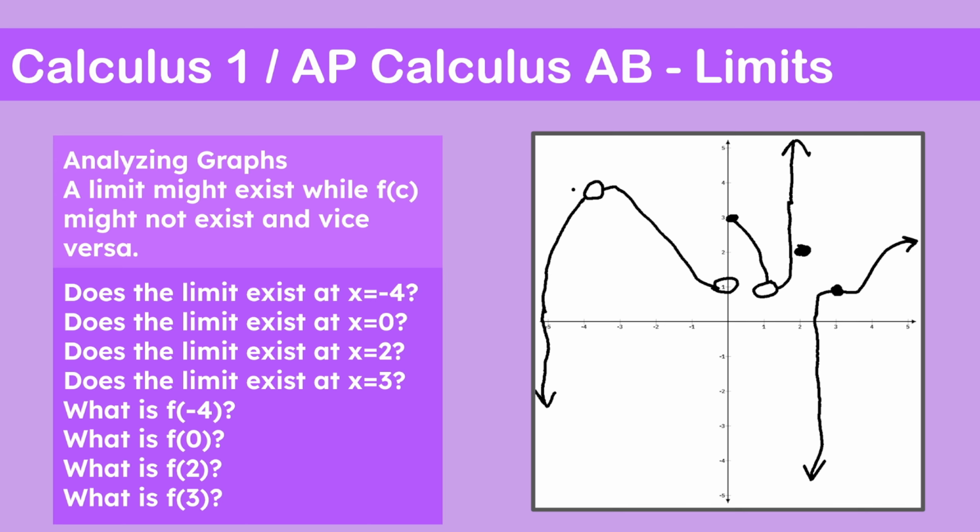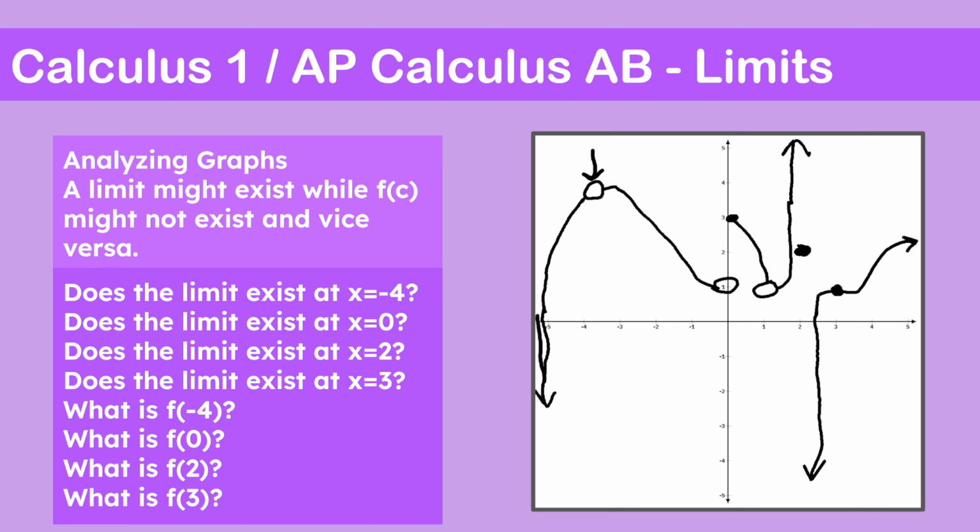So the limit might exist but the function doesn't exist there, or the function exists there but the limit doesn't exist there. So let's begin. This first question asks us, does the limit exist at x equals -4? So, does the limit approach the same value from both sides as it gets really close to -4? This is the point we're looking for right here.